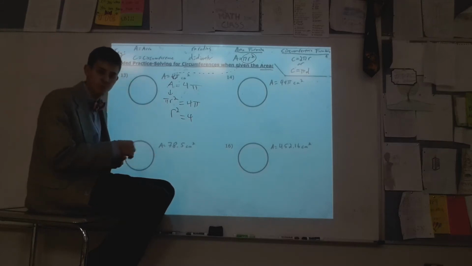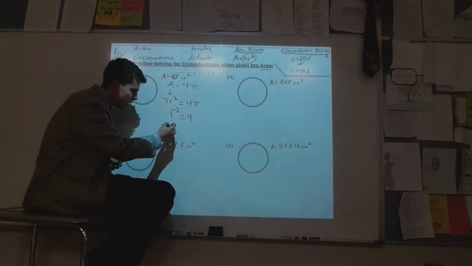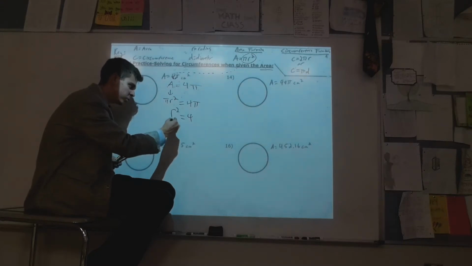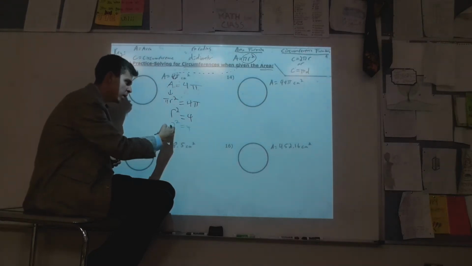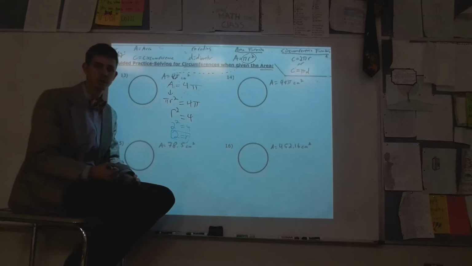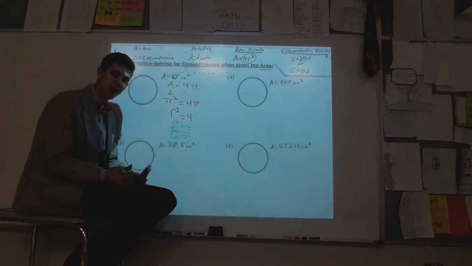It's going to be 2. 2 squared is equal to 4. So, I'll just show you this. 2 squared is equal to 4. So what is my value for the radius? It's 2. 2 is the radius.